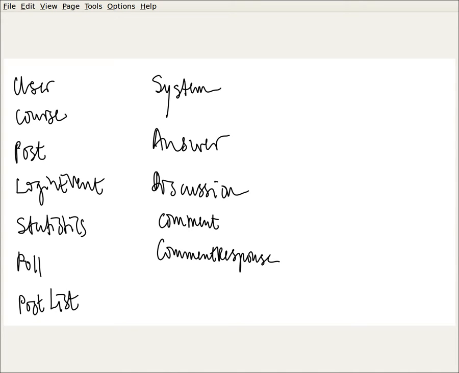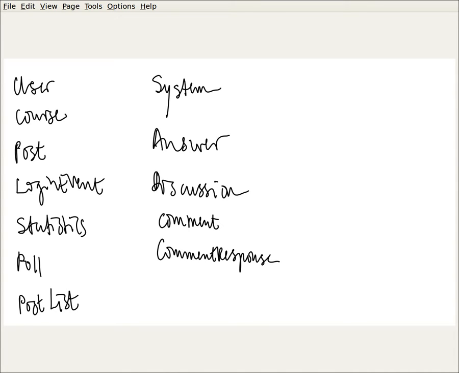So this is kind of a set of classes that you might come up with. And so what I would do at this point, I would say, the system, I don't know, I'll leave that till later. The login event, to me, is too fine-grained. That's the login part, I have to eventually worry about that.